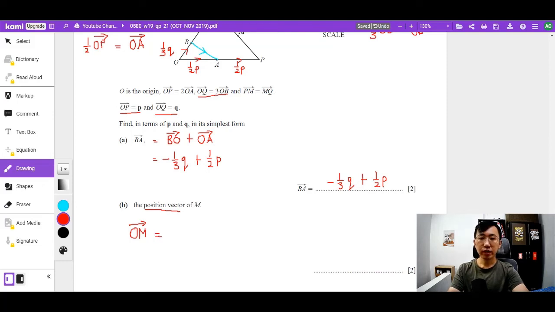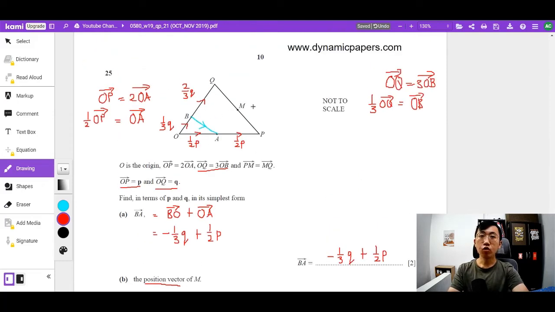So we need to go back to the diagram. OM, obviously I haven't drawn the arrow yet. So you need to go ahead and draw your arrow, O to M. Okay, so we are trying to reach from O to M. So how do we move in this direction? We need to go from OP and then from P to M. But we have a problem right here: we do not know what the vector from P to M is. Don't know how to do this.